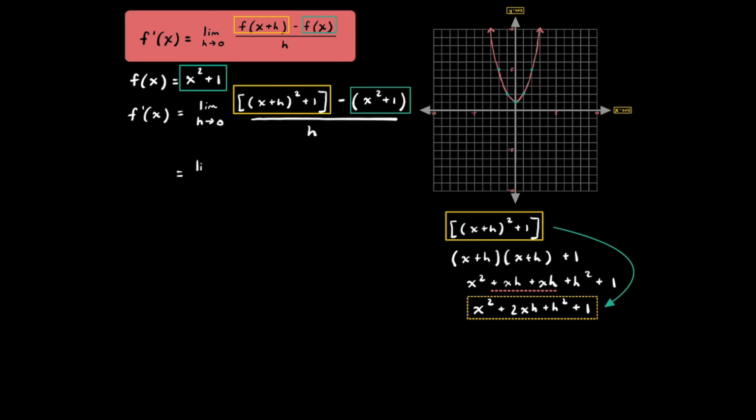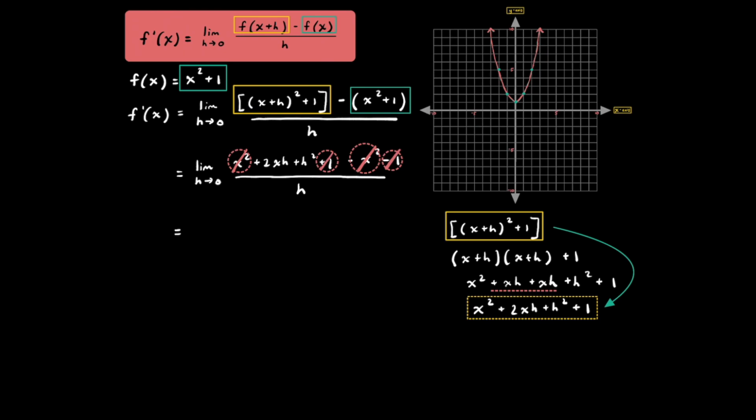Substituting in here, we have the limit as h is approaching 0 of x squared plus 2xh plus h squared plus 1. Again, this came from right over here. And we're going to subtract f of x, which is going to be minus x squared minus 1. This part of the numerator came from distributing this negative 1 to both of these terms here. And this whole thing is still going to be over h. Now it's time to combine like terms and simplify this a bit. Here we can see that this positive x squared and negative x squared are going to cancel out, and this positive 1 and negative 1 are also going to cancel out.